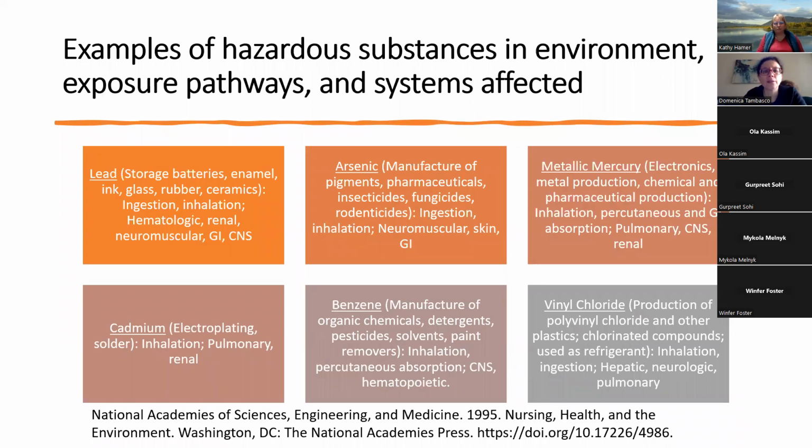So here is just a snapshot of some hazardous substances in the environment, the potential exposure pathway, and the systems affected, such as lead, arsenic, mercury, cadmium, benzene, vinyl chloride. Each of these have a way that they normally enter the body, and the main ways that these pollutants can enter the body are inhalation or ingestion, but sometimes they can also enter via the skin, so topically. Next slide, please.